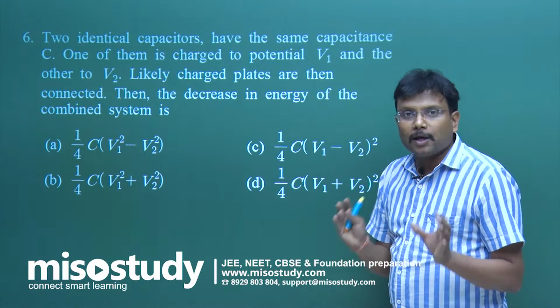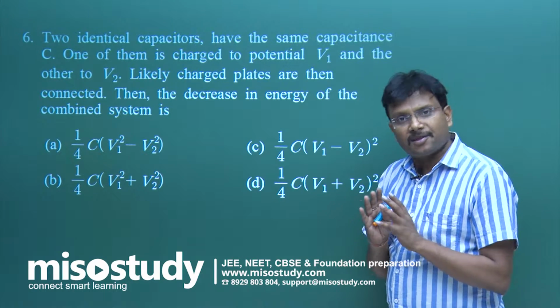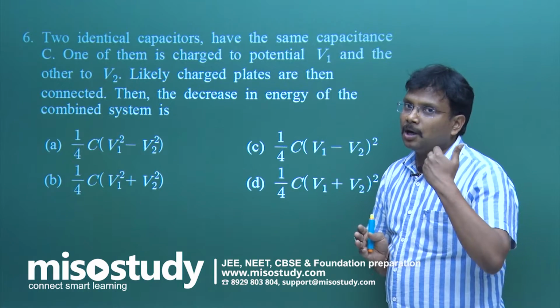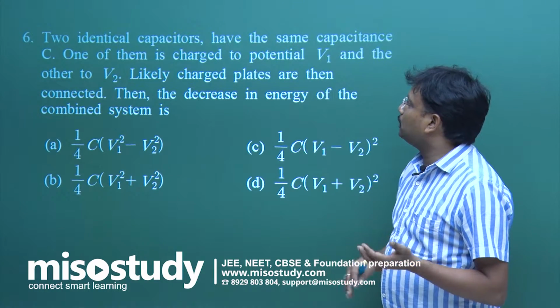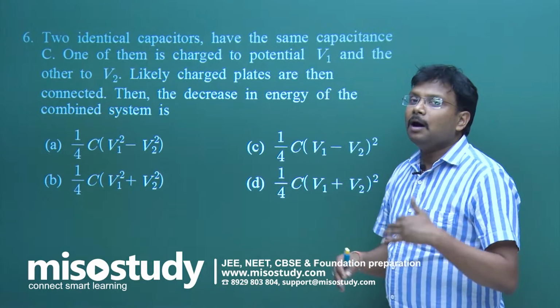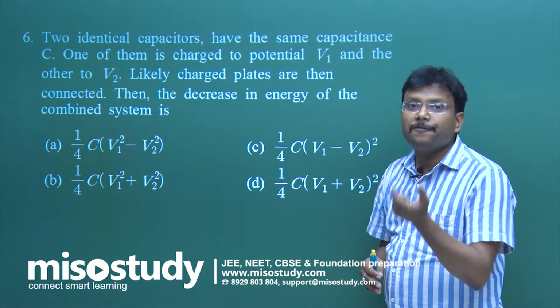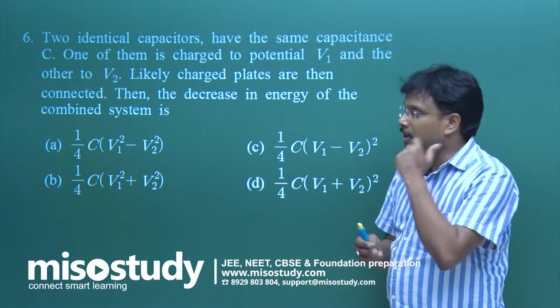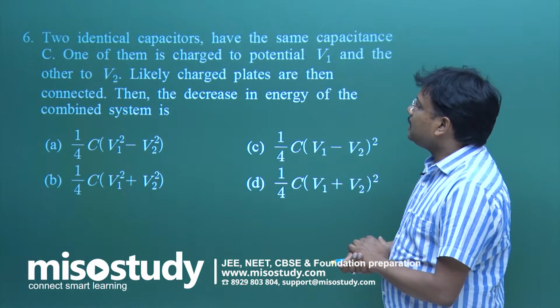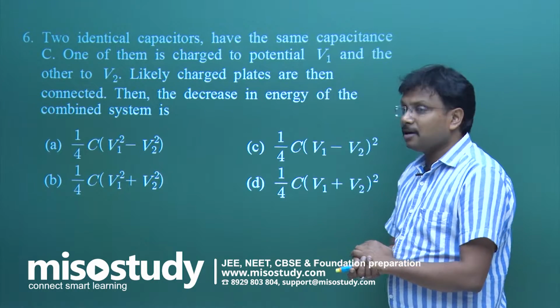Now two equal capacitors, equal means same capacity, are connected to a potential source. One is charged with the potential V1, another with V2. Accordingly both have some charge accumulation, and obviously it is going to be different. Now like charge plates are then connected.